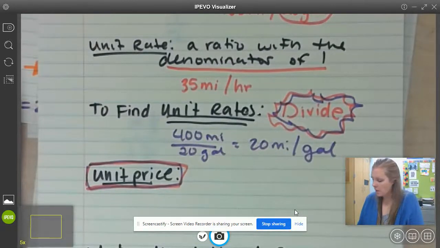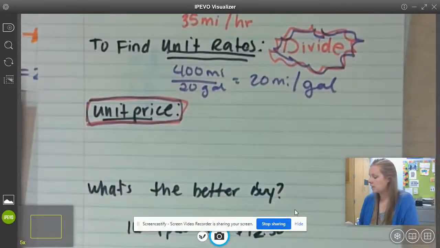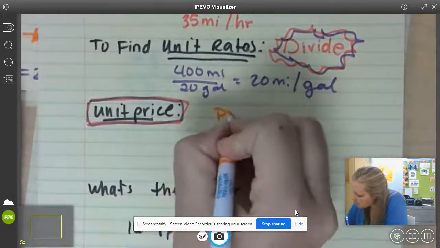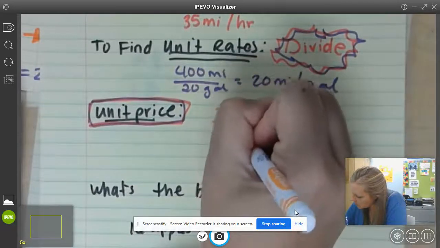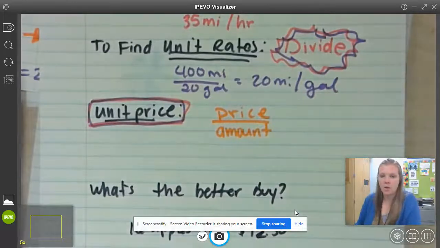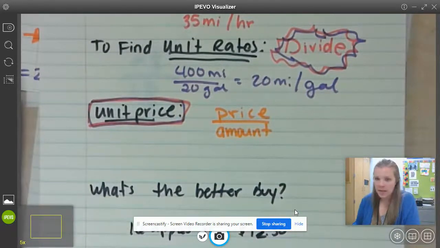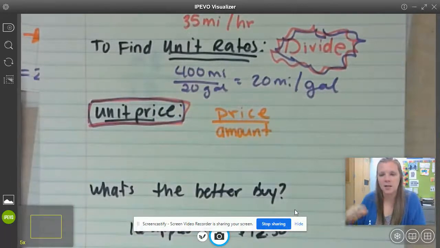being resourceful. So to find the unit price, we have a formula that we're going to use. The unit price formula is always the price divided by the amount. The formula is always price divided by the amount. And so if I'm going to have a price, well, I'm going to pause and then come back because I don't want us to run out of time.